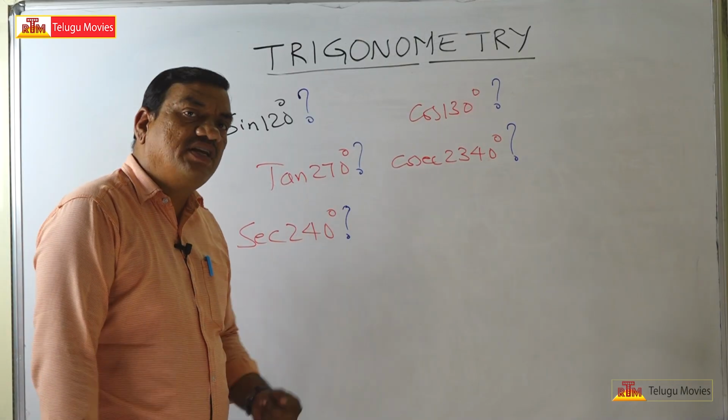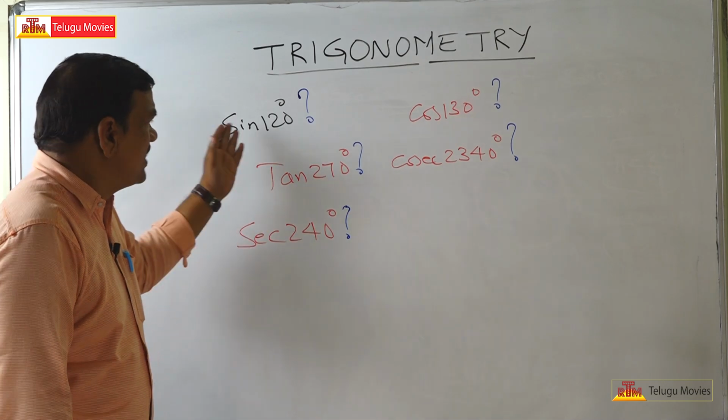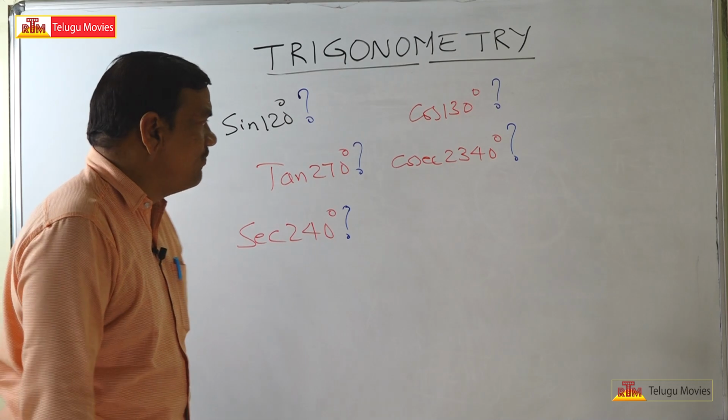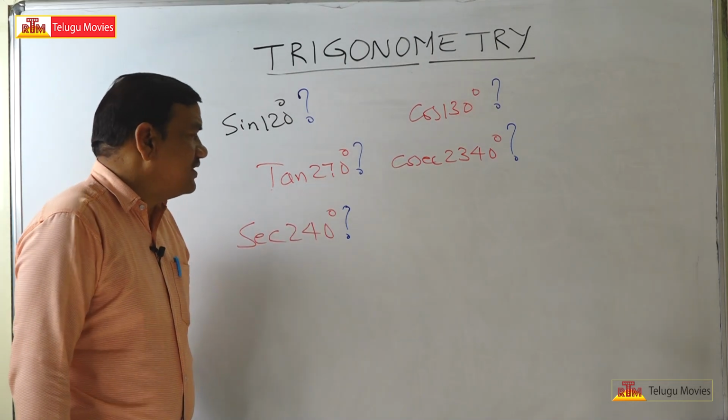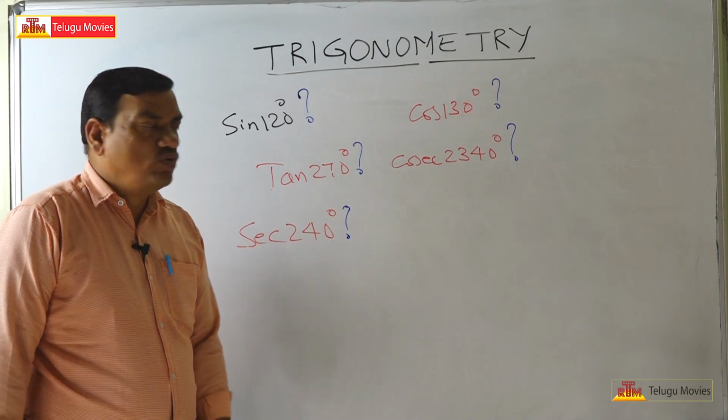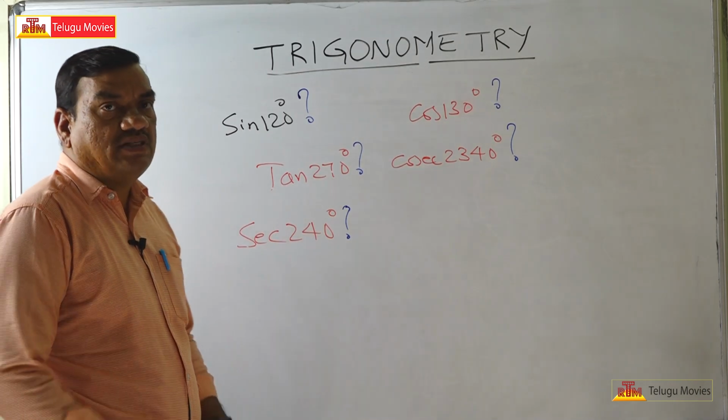Let us see what I wrote on the blackboard. It is sine 120 degrees, cos 130 degrees, cosecant 2340 degrees, tan 270 degrees, secant 240 degrees. Next I wrote question marks. What do the question marks mean?